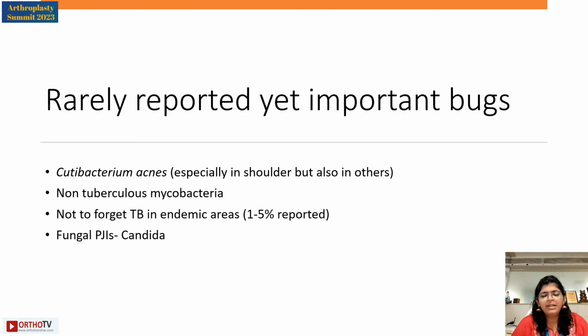So apart from these garden variety organisms that have been reported in these large single center studies, there are several case reports that you will find even in the Indian literature, including organisms like Cutibacterium acnes, which is a bug of a lot of interest, especially in the Western literature, especially with respect to shoulder replacements, but also with other joints as well. There are case reports of non-tuberculous mycobacteria like Mycobacterium abscessus that have caused joint infections. They cause very difficult to treat recalcitrant infections.